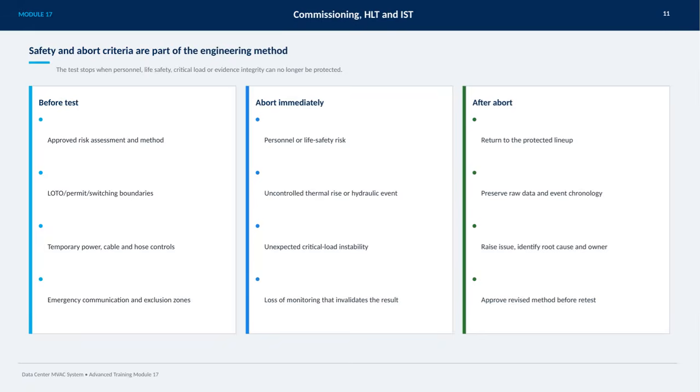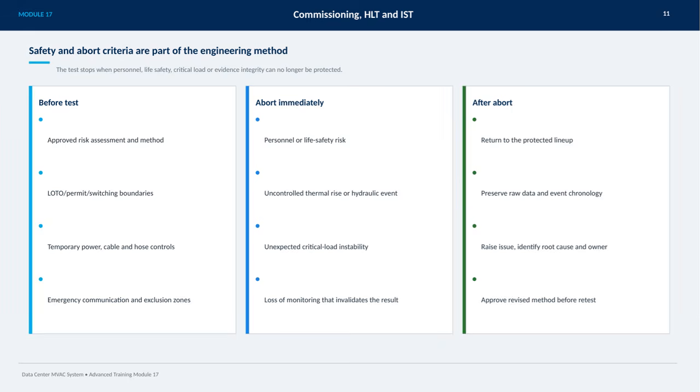Safety and abort criteria are a crucial part of the engineering method when conducting tests. The test must be stopped immediately if personnel safety, life safety, critical load stability, or evidence integrity are at risk. Before starting, we ensure there is an approved risk assessment and method in place, proper lockout/tagout procedures, clear switching boundaries, and controls for temporary power, cables, and hoses. Emergency communication plans and exclusion zones are also established to protect everyone involved.